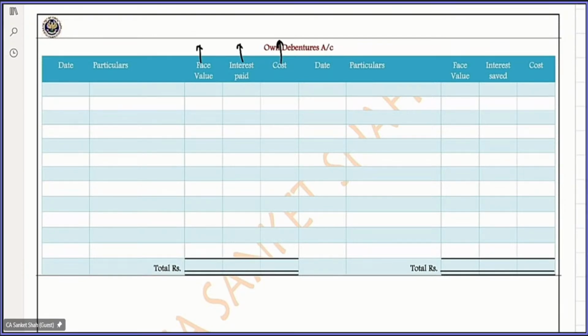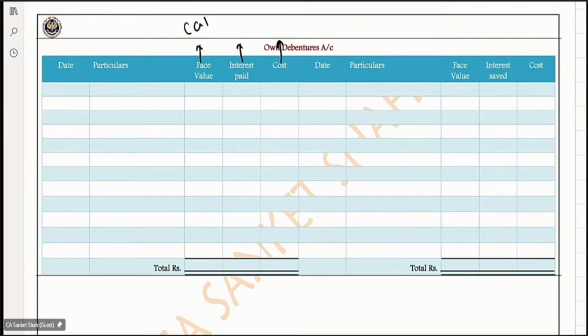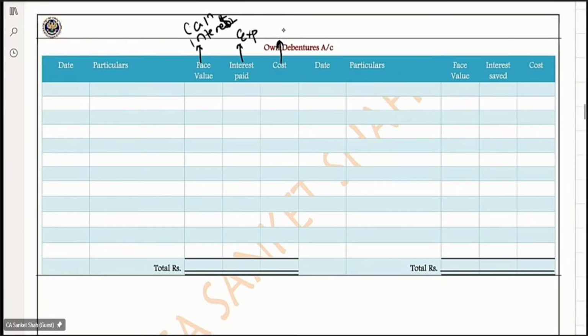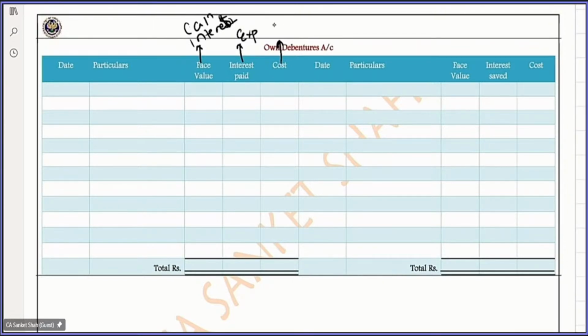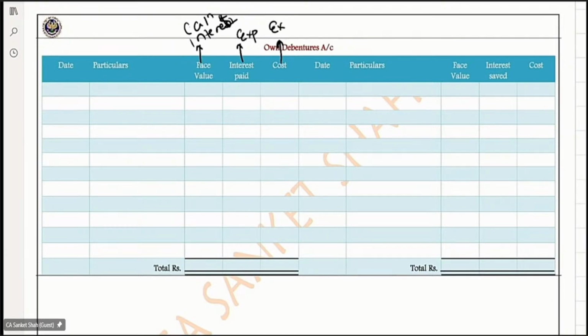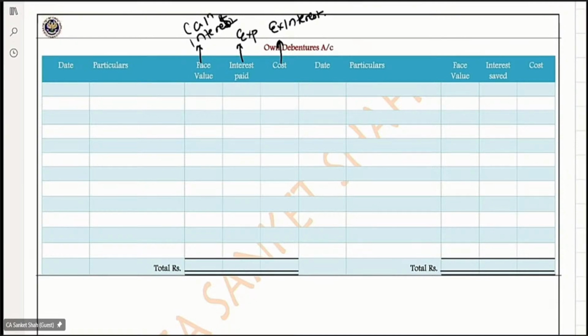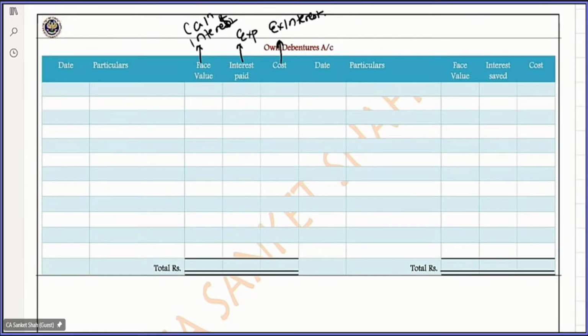Yes beta, Bhumika: face value is for calculation of interest. Interest is our expenditure, and cost we are showing at ex interest. Remember, cost we are showing at ex interest. So these are the columns.